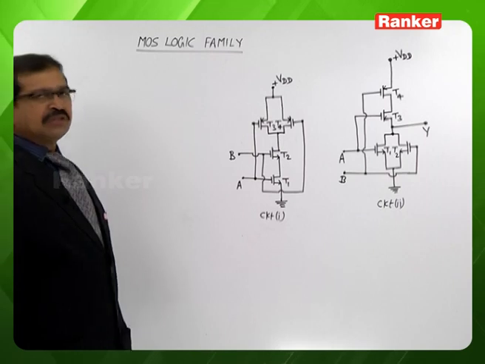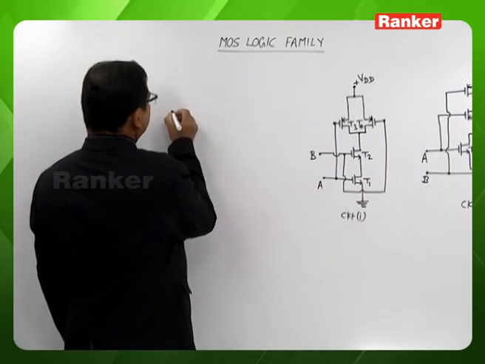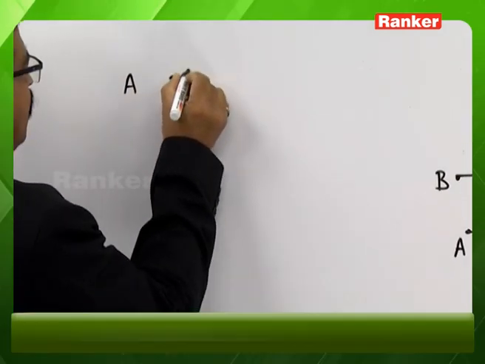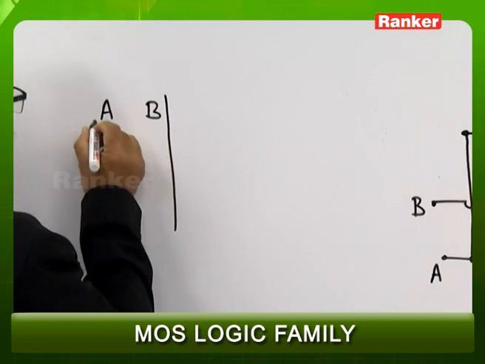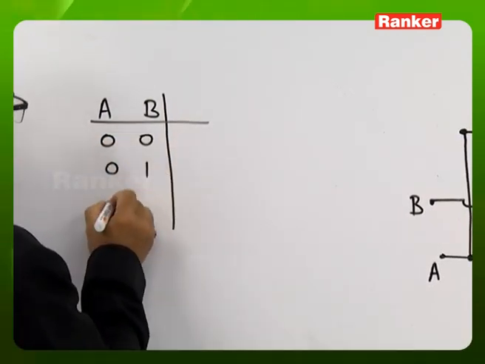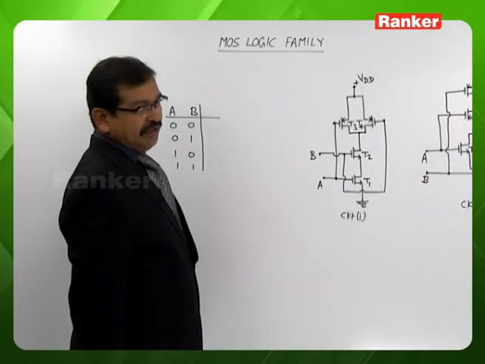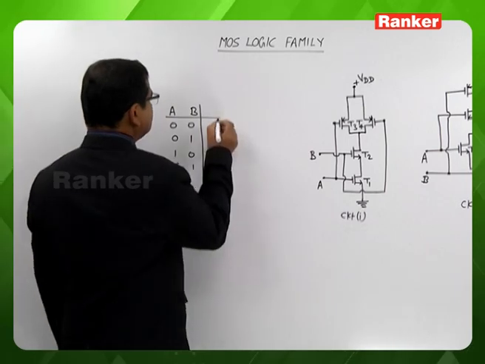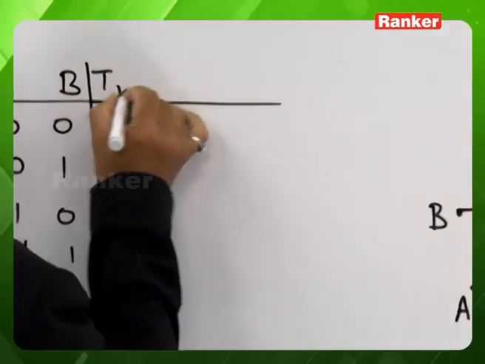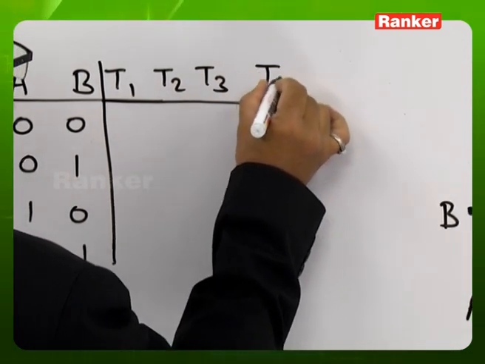Let us look at the operation of circuit 1 and circuit 2 in terms of the logic levels. We are looking at the possible values on A and B, these are the possible values on the input binary variables A and B. Based on these possible values, let us first look at the states of the transistors T1, T2, T3 and T4.